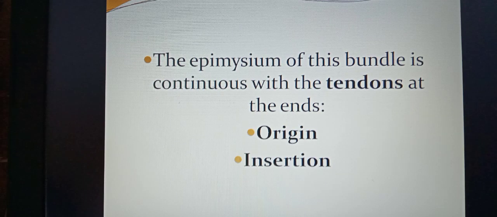The epimysium of this bundle is continuous with the tendons at the end. So it has two tendons: origin and insertion. The origin is where the muscle originates, and where it ends is called the insertion, meaning where it is inserted.